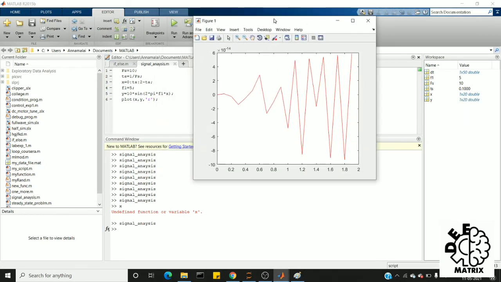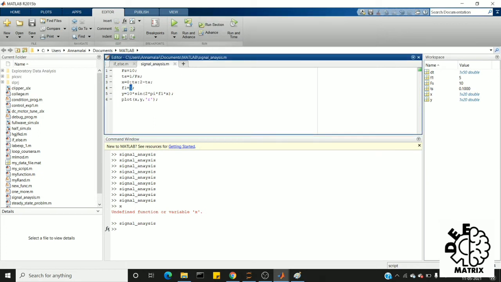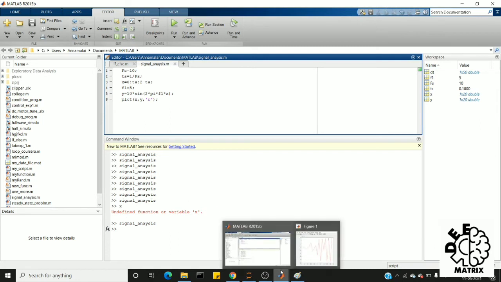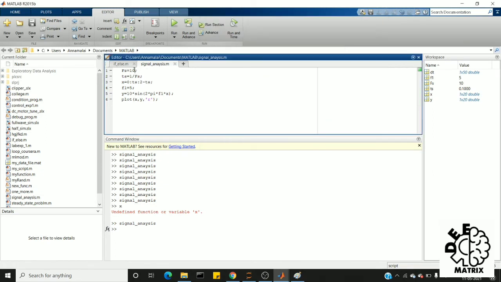So x is undefined. We'll run this. So now you can see my frequency is 5 and my sampling frequency is 10, but you can easily see that fs is twice of f1. Here the maximum frequency is 5, and fs is 2 times 5, which is 10. But the output is not more like a sine wave, it is more like a triangle wave with lots of ups and downs. So we have to increase the value of fs. We'll change it to 20.